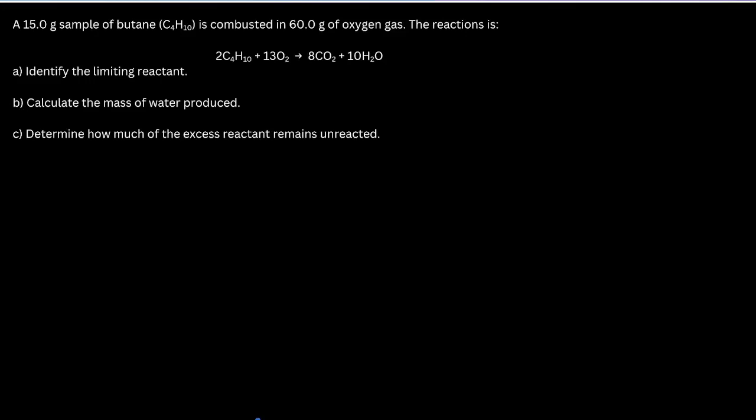Alright, so in this video, we'll be looking at a limiting reactant problem. We're given that a 15-gram sample of butane is combusted in 60 grams of oxygen gas, and the reaction is given below. We have to find the limiting reactant, calculate the mass of water that's produced, and determine how much of the excess reactant remains unreacted.